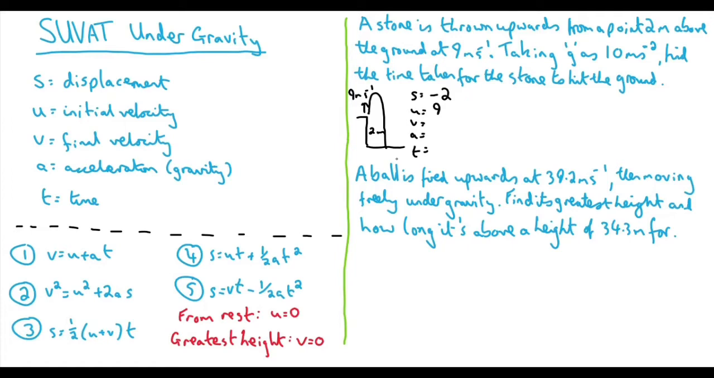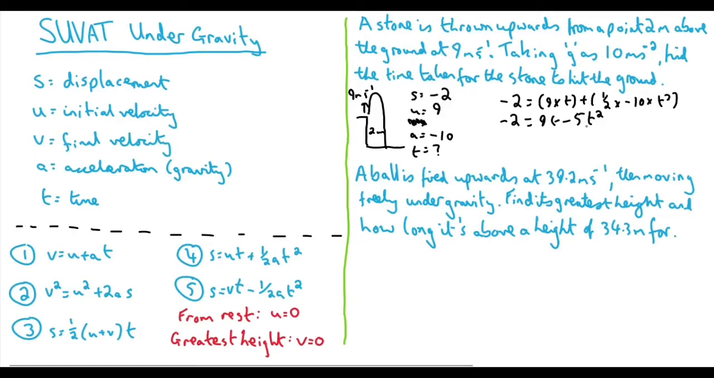A, as I say, we're taking gravity as 10, but because gravity is obviously acting in a downward direction, that's against the upward direction, so acceleration is minus 10, and then t is what we're after, so we don't need v. So S, U, A, and T, the equation that involves those is equation 4, so minus 2 equals 9 times t plus half times minus 10 times t squared. Just simplifying that first of all, so minus 2 equals 9t minus 5t squared.